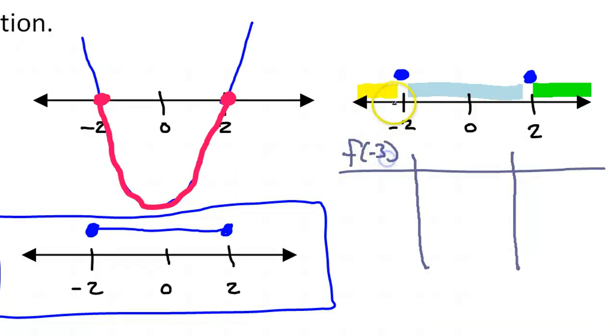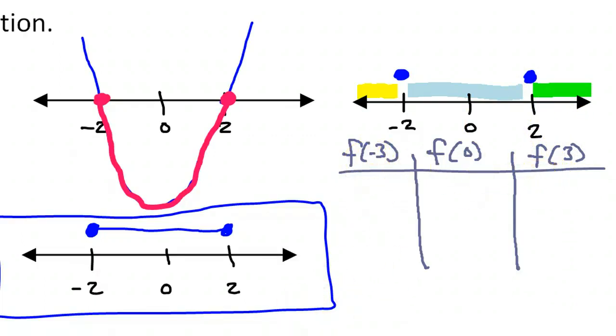Yeah, how about -3? That's the first integer you come to. What about the blue zone? Yeah, 0, I agree. What about the green zone? Yeah, how about 3? That's the first integer you come to. So let's do these 3 test values.